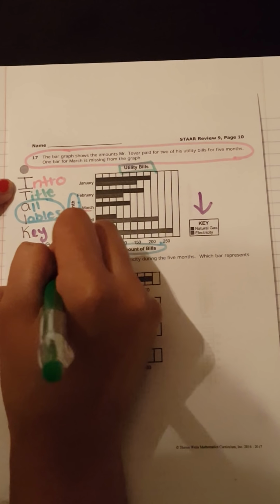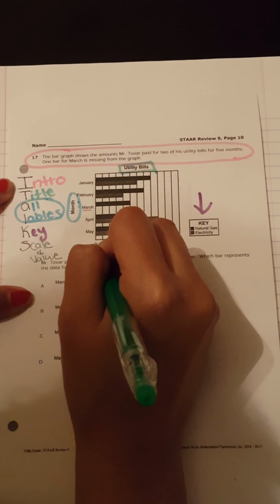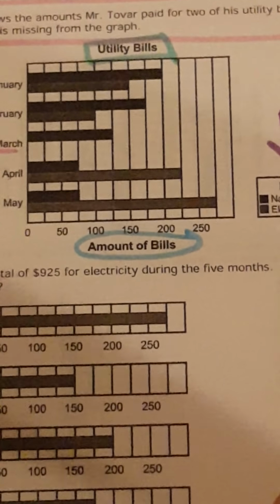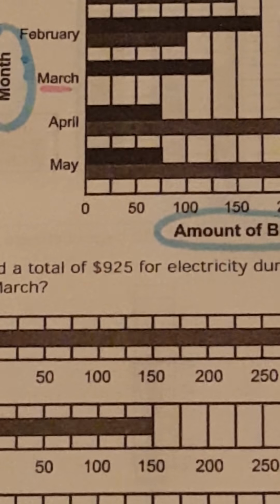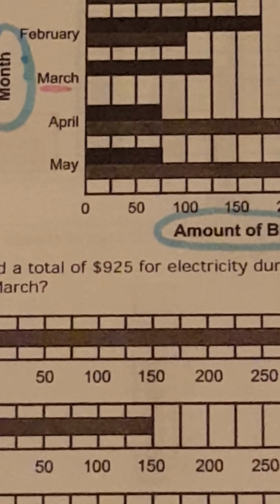Now we can move on to the letter S, which is scale and value. The numbers here are going by 50s, but if you notice, there's a little section between the 0 and the 50 and the 100, between each one. That means that there's something that goes right there between. What's between 0 and 50? Think about quarters.